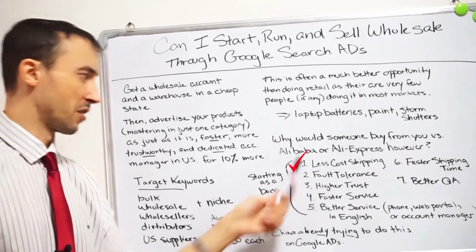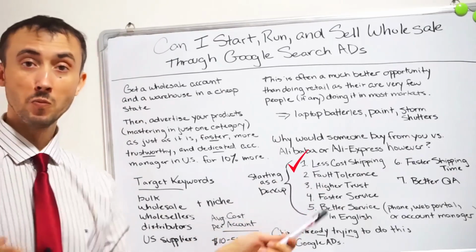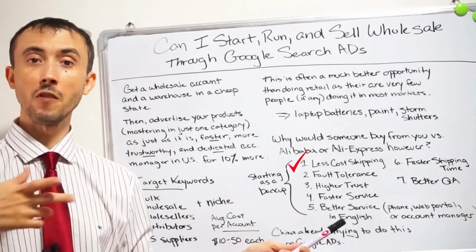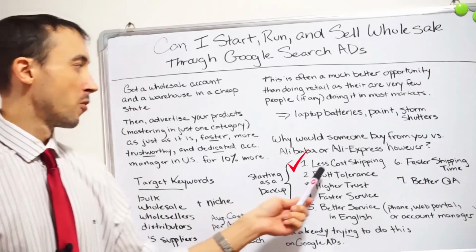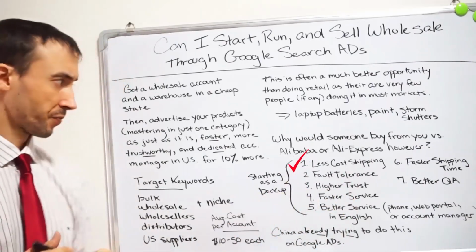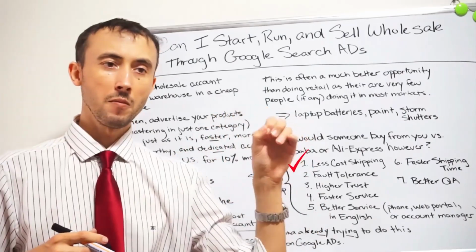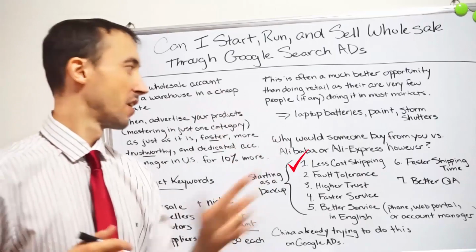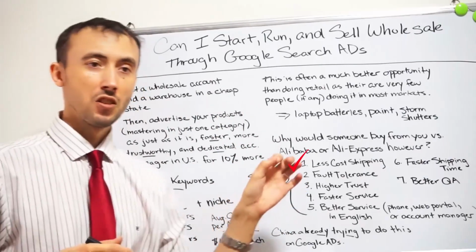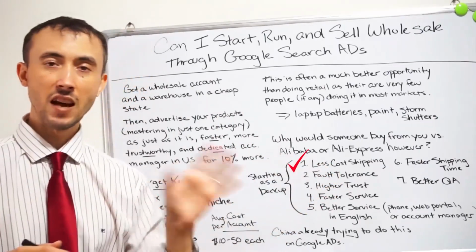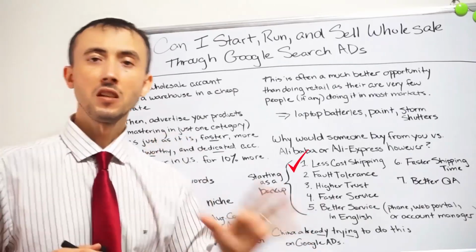The first on the list of the seven things that I could think of, and there's more, this is just the ones I thought of off the top of my head, is less shipping cost. So basically, if you're going to order from Amazon or Alibaba, the shipping cost to get it here to the US is going to be expensive.